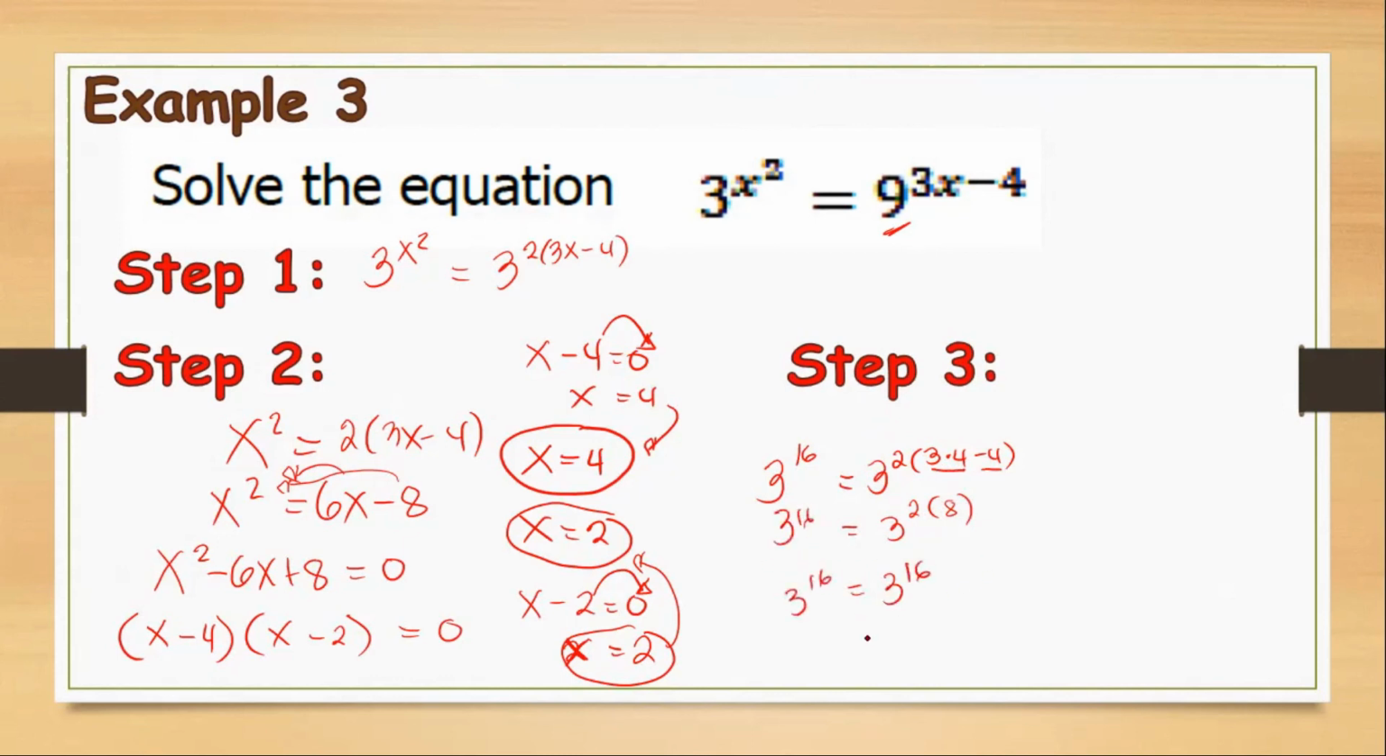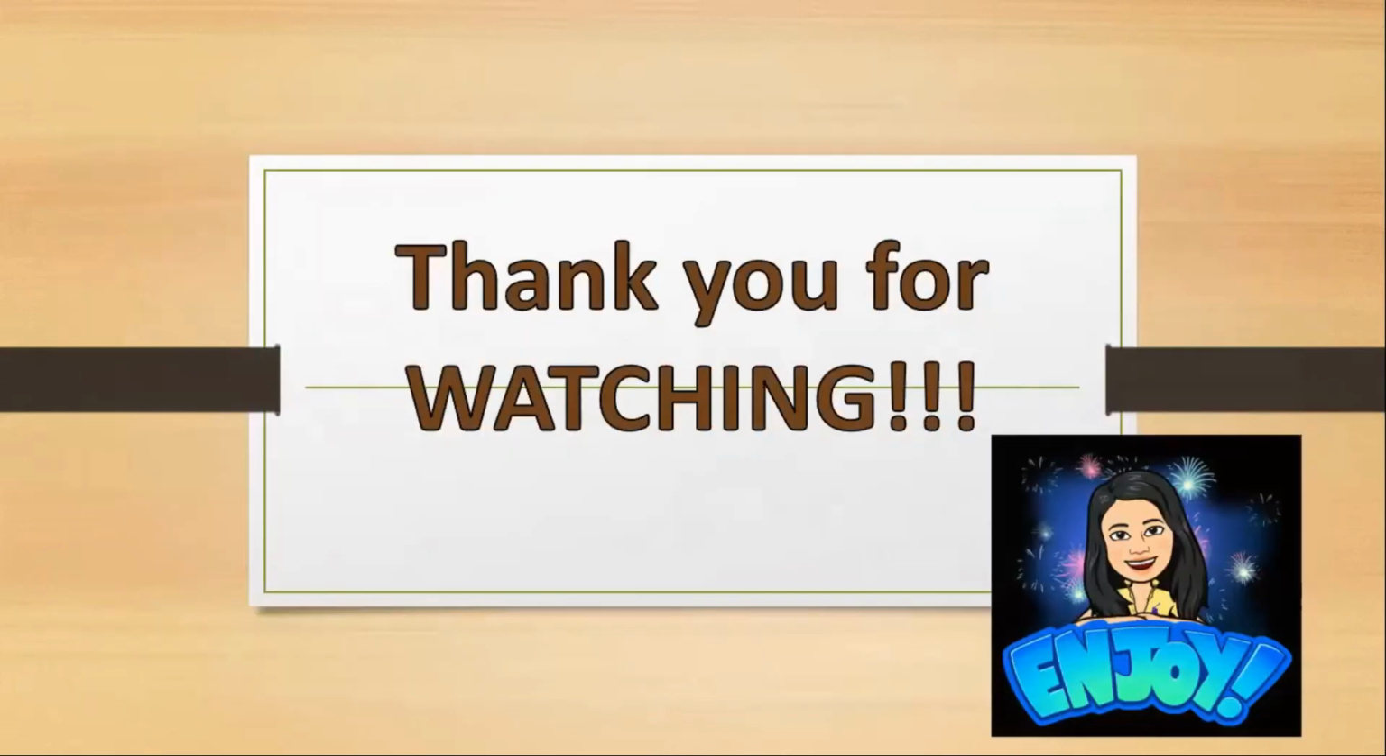Okay, that's correct. And if x is equal to 2, let's try it. 3 raised to 2 squared is 3 raised to 4. And that is 3 squared raised to 3 times 2 minus 4. So that is 3 squared raised to 3 times 2 is 6 minus 4 is 2. So 3 raised to 4 is equal to 3 raised to 4. It means that our answer on example 3 is correct.